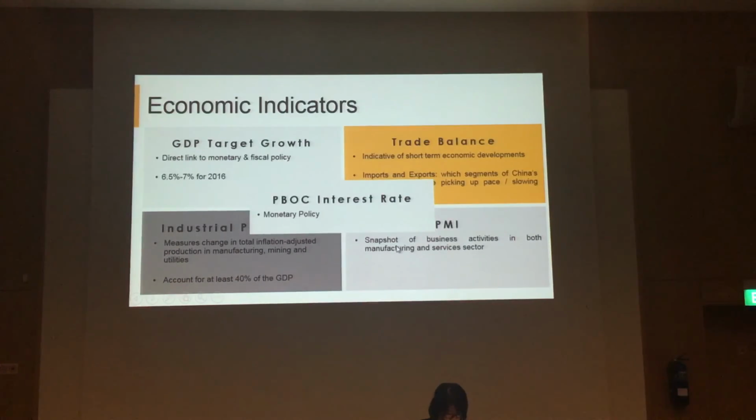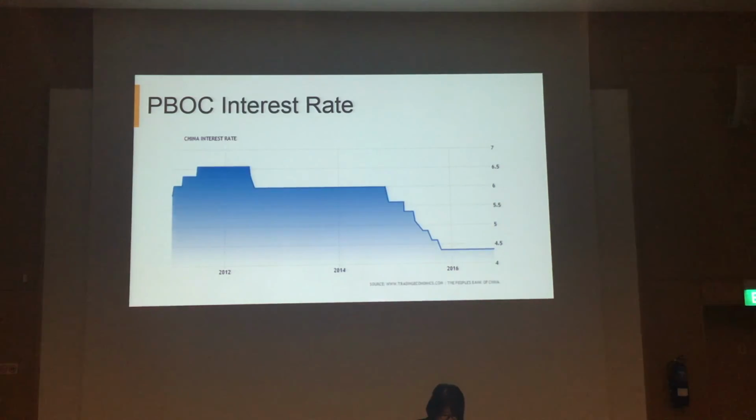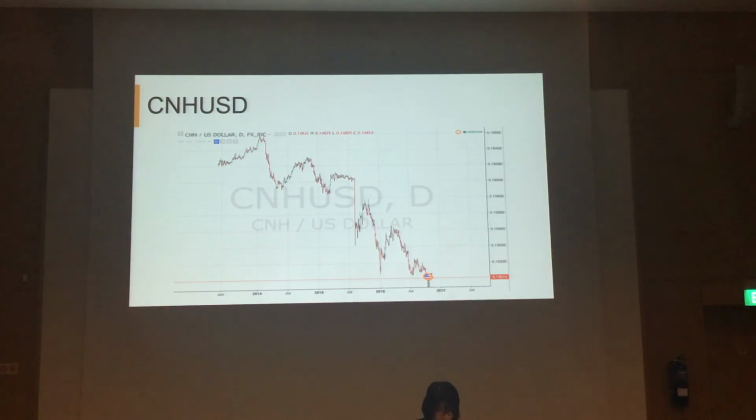Now, last but not least, the PBOC interest rate. The aim of PBOC's monetary policies is to maintain stability of the value of yuan and promote economic growth. As you can see from the graph, China's interest rate has been decreasing since 2014, and this corresponds with the weakening of the yuan against the US dollar. There's definitely a decreasing trend since 2014.